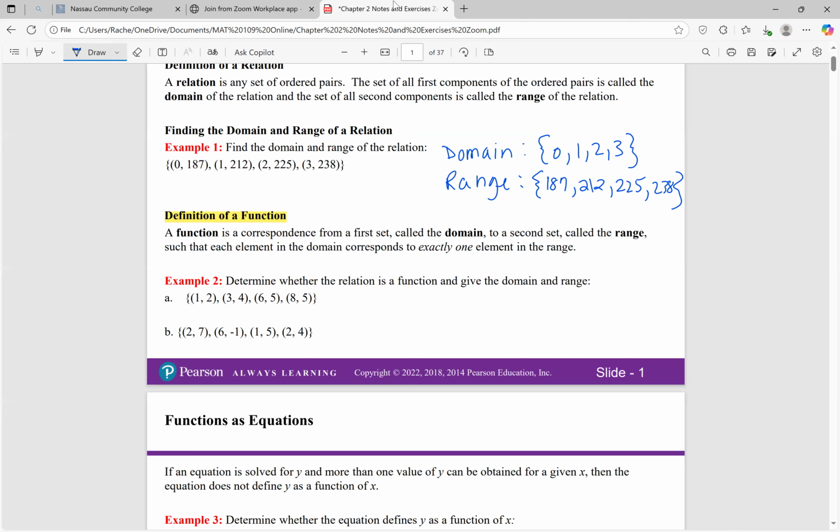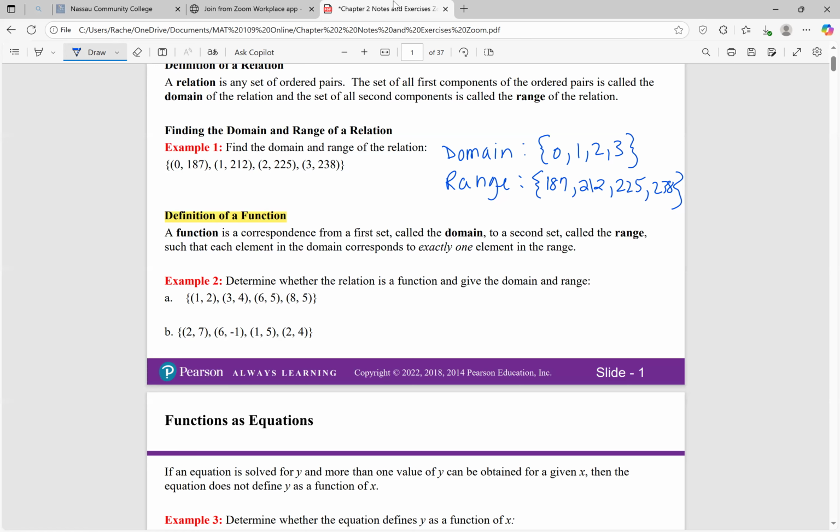So the elements of my domain are 1, 3, 6, and 8. Each one of them only points to one y value. 1 points to 2, 3 points to 4, 6 points to 5, and 8 points to 5. It's okay if two different elements in the domain point to the same y value. You just can't have an element in the domain that's paired with two different y values, or elements in the range.